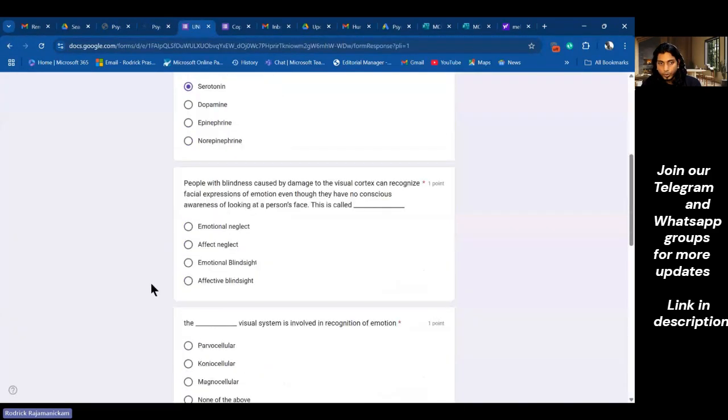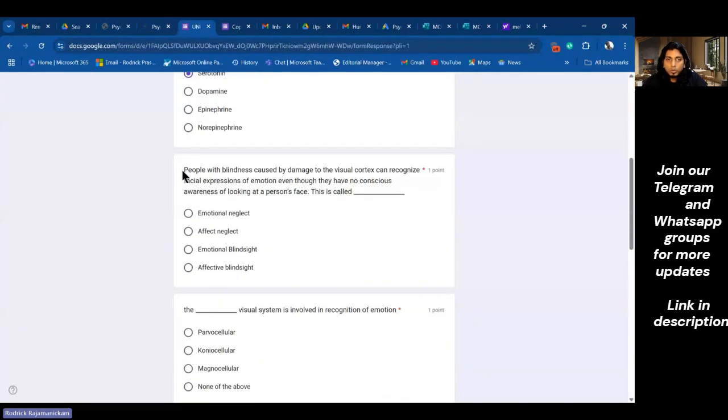So it is serotonin. And then we move on to blind sight. Blind sight is where there's cortical damage, but people can still see. If you ask them, they say, no, I cannot see. But if you ask them to navigate, they'll still navigate properly, avoiding all obstacles. So that's called blind sight.